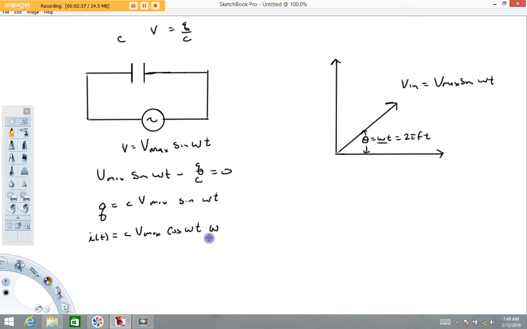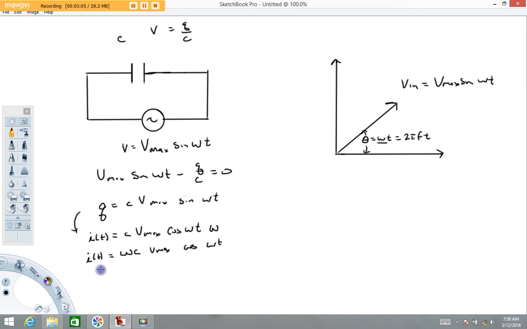omega, the angular velocity. Or, I'm sorry, not angular velocity, angular frequency. So the current here, I as a function of t, can be written omega C times Vmax cosine omega t. Now, at this point here, this is the only step here that requires a little bit of calculus, and if you've had some, that's fine. If you're not, just from here on, very important as well.